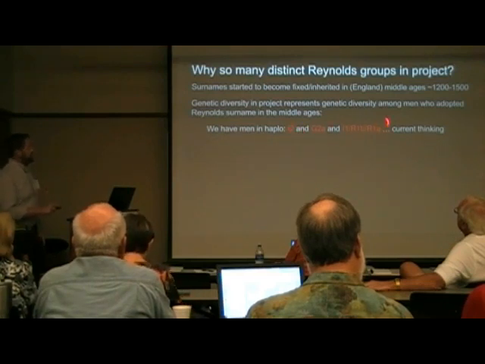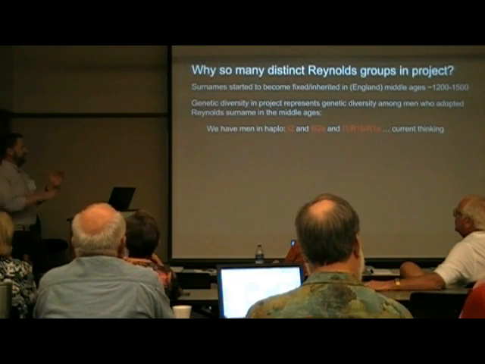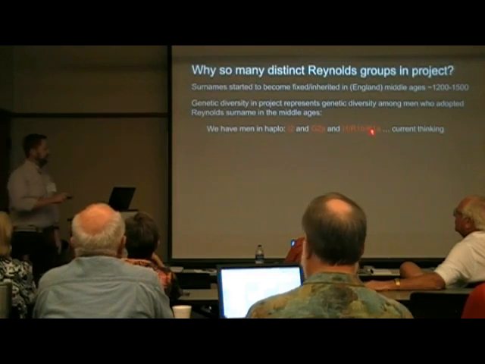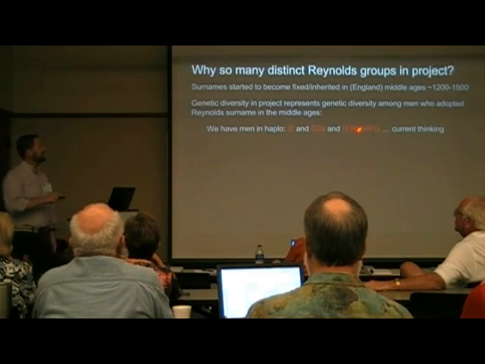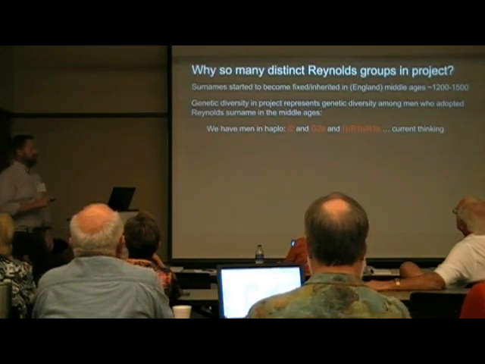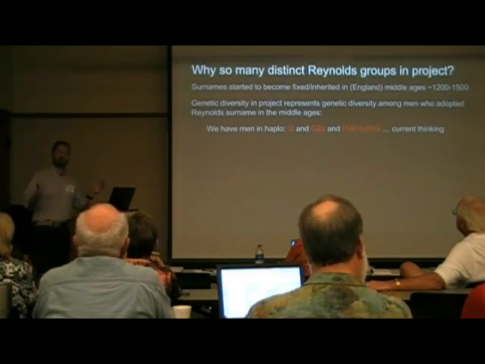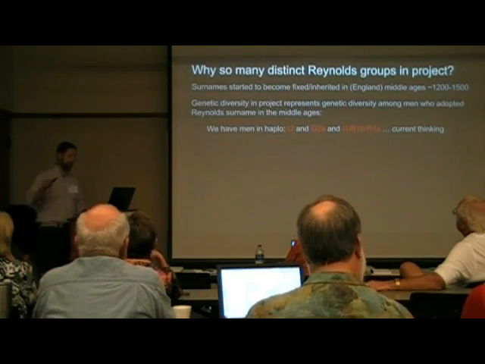So these are the most common major haplogroups, but then under this there are lots and lots and hundreds and thousands of different branches and lineages under these. But this explains why there are huge distinctions between some of these genetic clusters in the group, including Reynoldses.